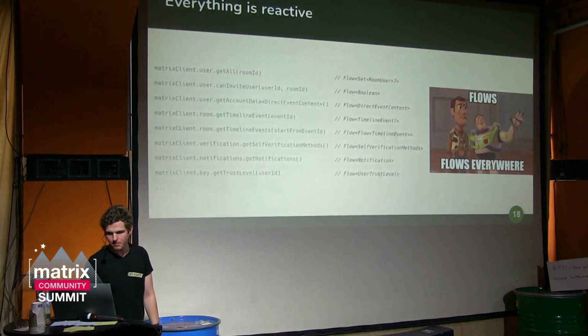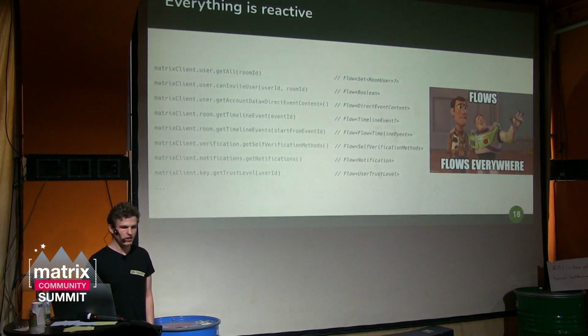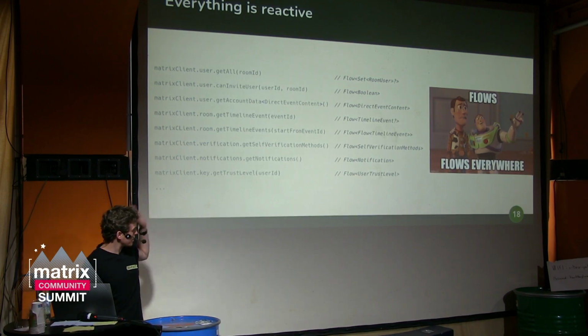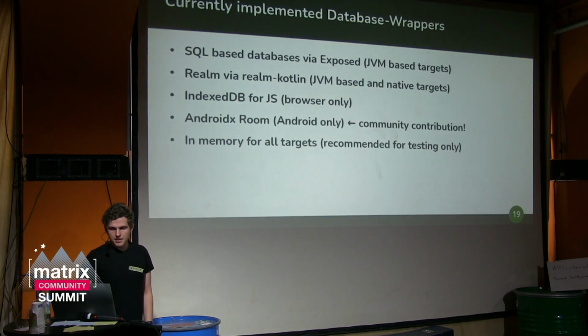As said, everything is reactive. We have flows everywhere, so you can get all users and get a flow of room users. You can check if you have the right to invite a user. There's also a flow with the Boolean, because it can happen that you don't have the power in the next moment to invite someone because the power levels have changed. And this is for all the APIs in Trixnity, and there are many. These are only some examples.